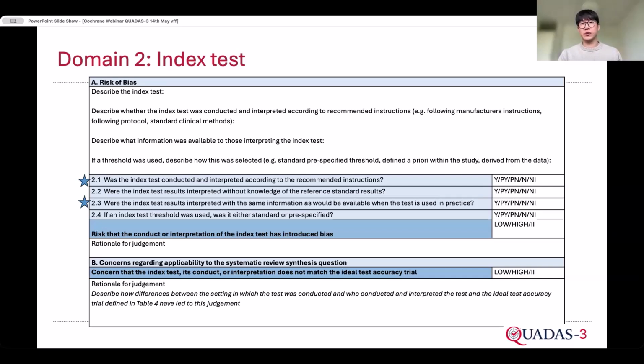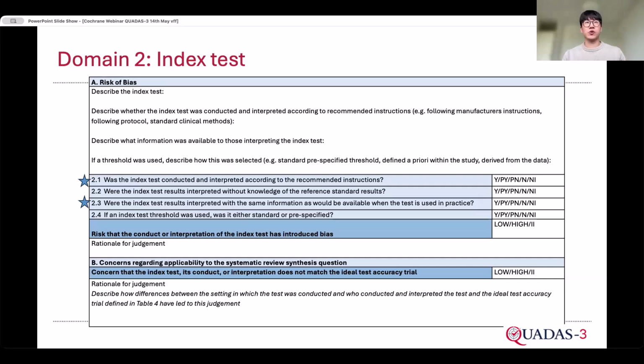There are 4 signaling questions, so there are 2 more than QUADAS-2, and the ones with a blue star are the new ones. So let me just go through them. The first one is called, was the index test conducted and interpreted according to the recommended instructions? Second, were the index test results interpreted without knowledge of the reference standard results? So whether there was blinding. Third, whether the results were interpreted with the same information as would be available when the test is used in practice. And the fourth, whether the threshold was either standard or pre-specified.